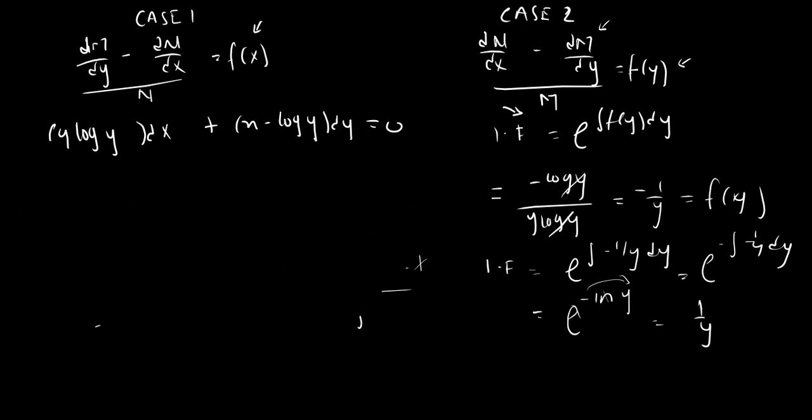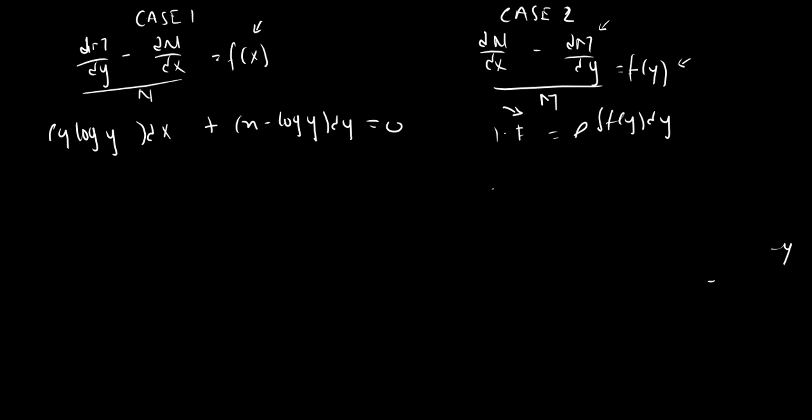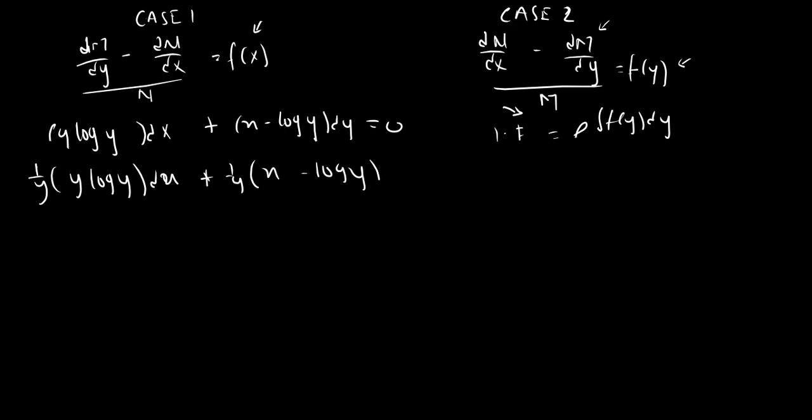So after getting 1 over y as our integrating factor, we're going to be multiplying the entire equation by 1 over y, and then we're going to apply our exact form method, right? Our integrating factor is 1 over y, so we're going to multiply everything in the original equation. So we're going to have 1 over y multiplied by y log y dx plus 1 over y multiplied by x minus log y dy is equal to 0, right? So now we multiply, we're going to have log y dx, then plus x over y minus log y over y dy is equal to 0.